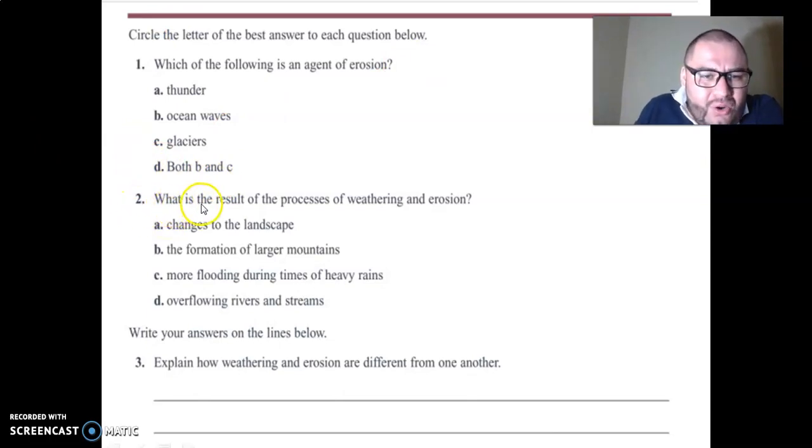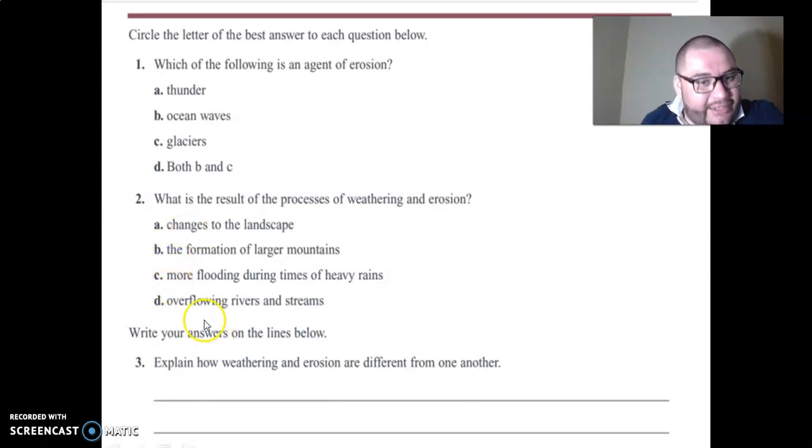Number 2, what is the result of the processes of weathering and erosion? Option A, changes to landscape. B, the formation of larger mountains. C, more flooding during times of heavy rains. D, overflowing rivers and streams. What is the result of the processes of weathering and erosion?